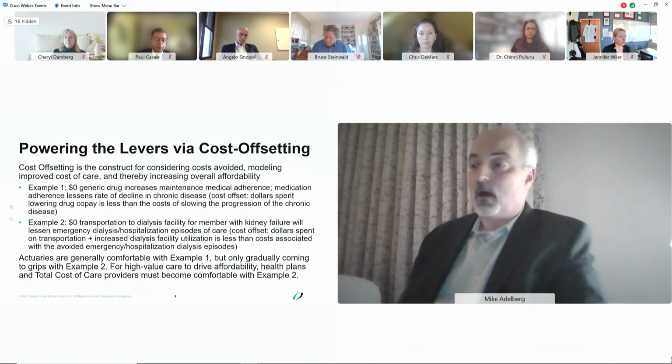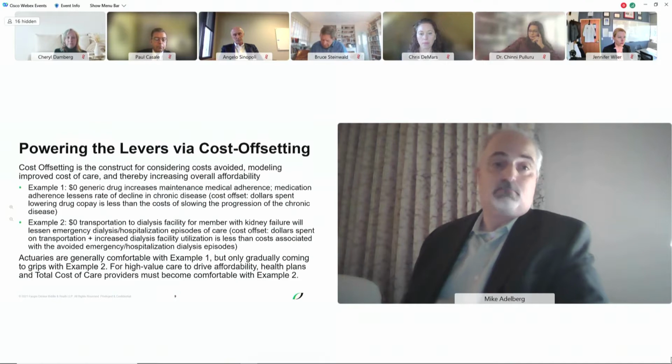So all of this is powered by the actuarial exercise of cost offsetting. Actuaries have worked with cost offsetting for many years. We know, for example, that when you lower cost sharing for a drug, adherence is going to increase. And there's comfort, at least with certain more predictable chronic diseases, that with increased adherence comes a slower progression of that disease and savings resulting from that. What the actuarial profession is still gaining comfort with is the cost offsetting from these non-traditional and non-medical investments.